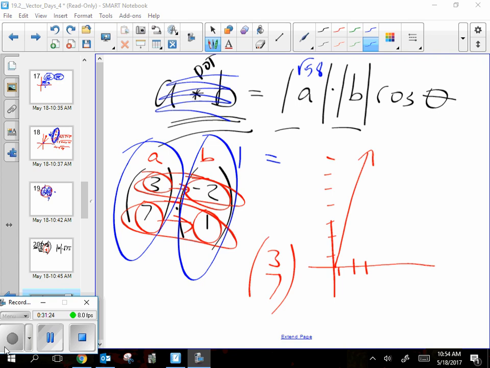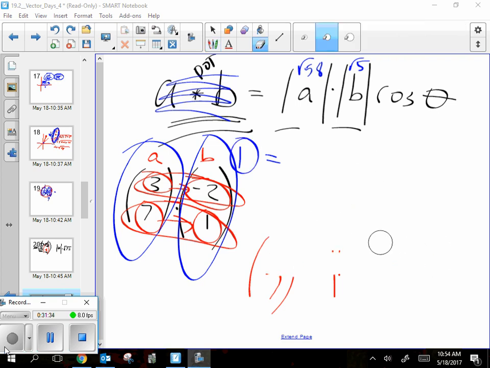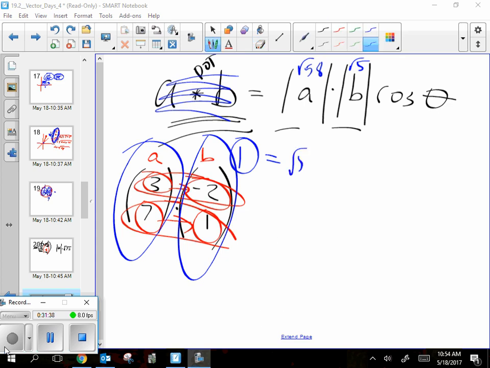So we got root 58 for the first magnitude, root 5 for the second magnitude, and the dot product, remember, was just 1. So now we have 1 equals root 58, quiet please, root 5 cosine theta. Tell me the next step.